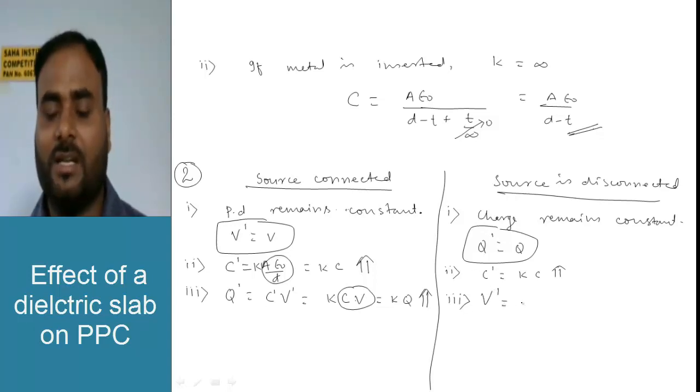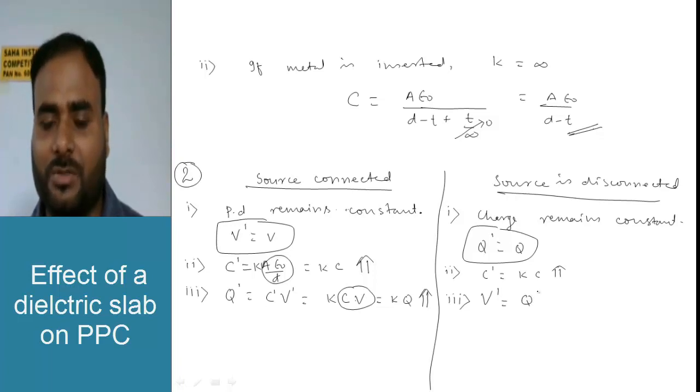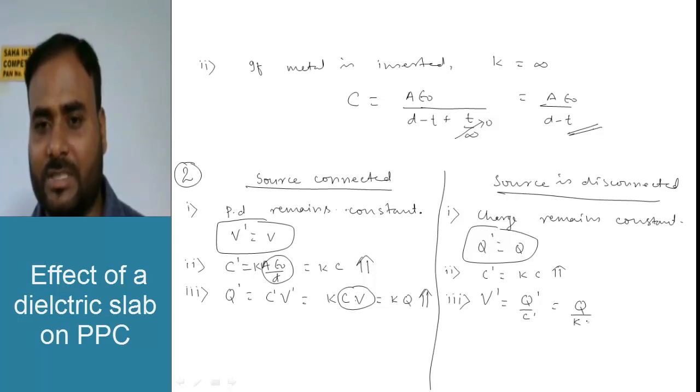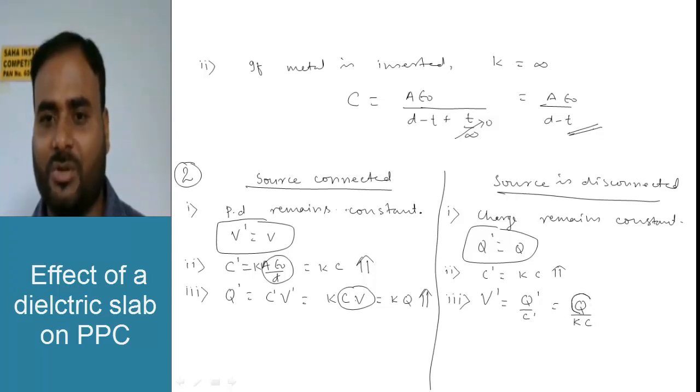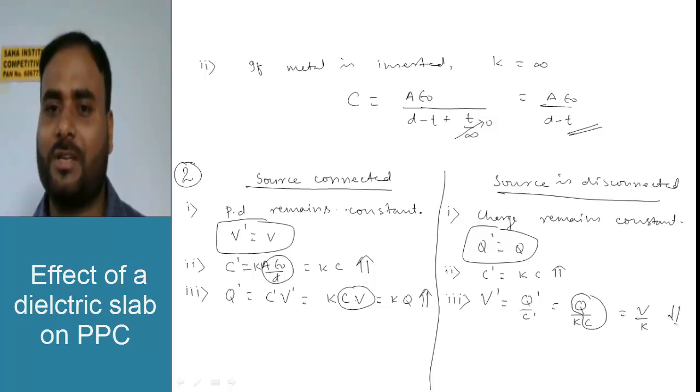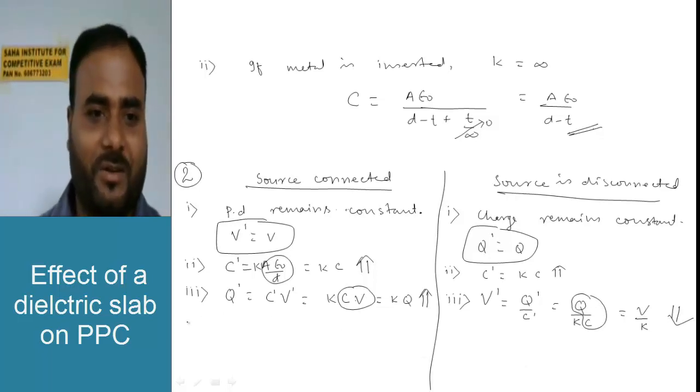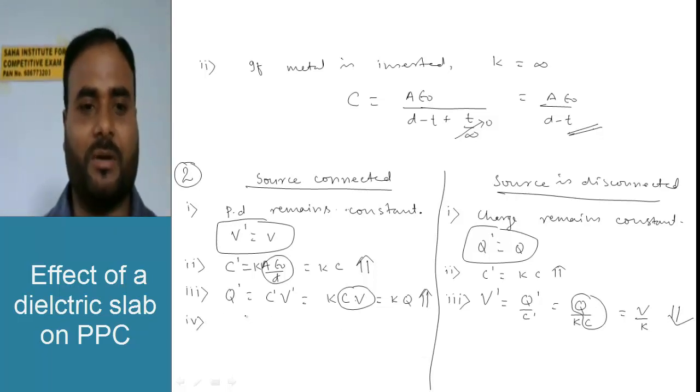So V dash, we know, will be equal to Q dash over C dash. Q has not changed and capacitance has changed, but Q over C will be equal to the original PD, hence it will be V over K. So this has now actually reduced. Okay, now fourth number, how will the electric field change?